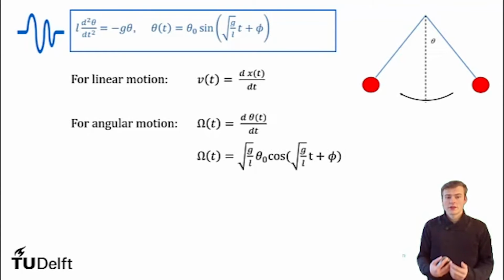We already have an expression for theta, so we can take the derivative of that by using the chain rule, and we get that omega is equal to the square root of g over L times theta 0 times the cosine of the square root of g over L times t plus phi.